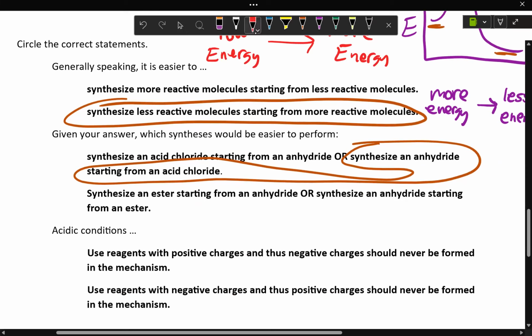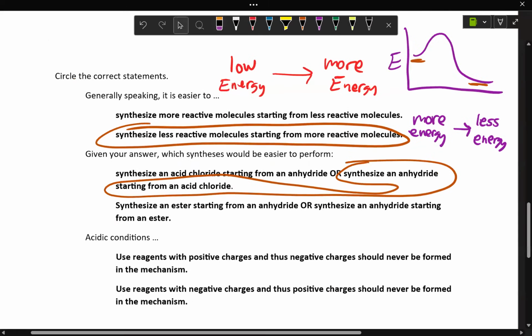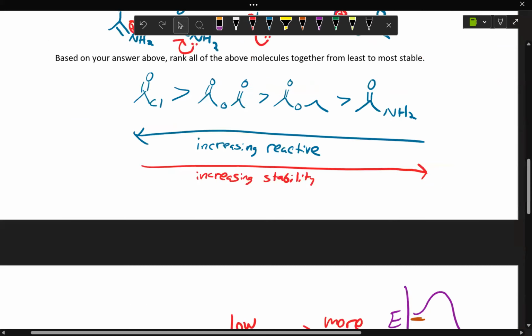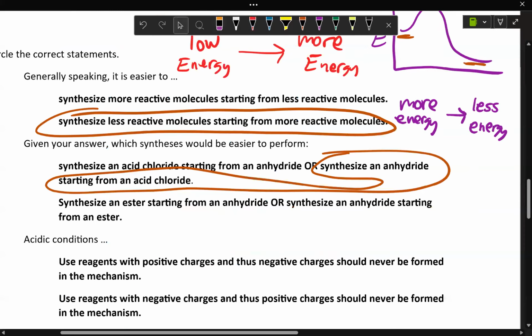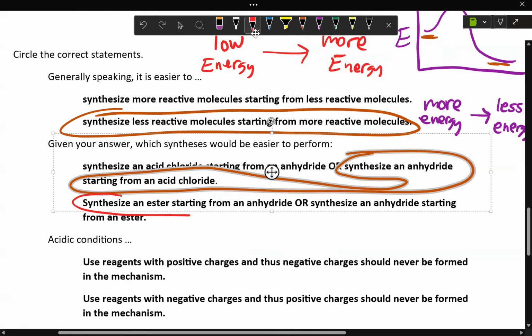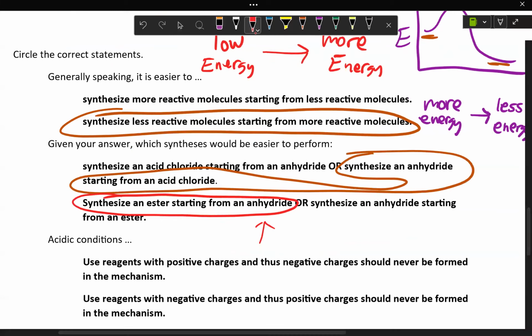All right, next one. Synthesize an ester starting from an anhydride, or synthesize an anhydride starting from an ester. So once again, we're going to look at how much energy each has. The anhydride has more energy than the ester because it's more reactive. So it's easier to go from an anhydride to an ester than the other way around. It's easier to synthesize an ester starting from an anhydride because what we're starting with, the anhydride, has more energy than what we end with, the ester.